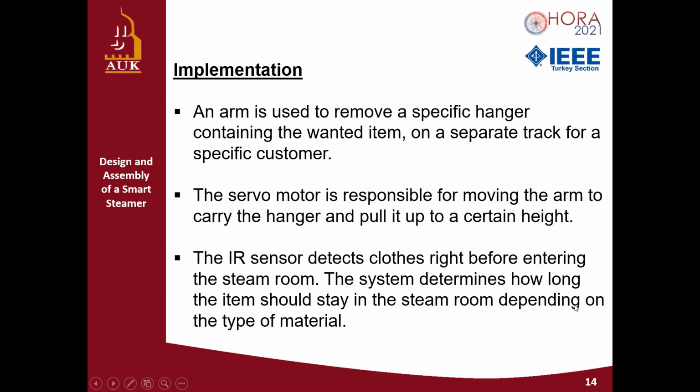An arm is used to remove a specific hanger containing the wanted item on a separate track for a specific customer. The servo motor is responsible for moving the arm to carry the hanger and pull it up to a certain height. The infrared sensor detects clothes right before entering the steam room. The system determines how long the item should stay in the steam room, depending on the type of material.